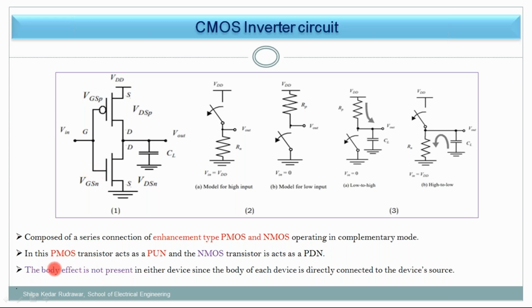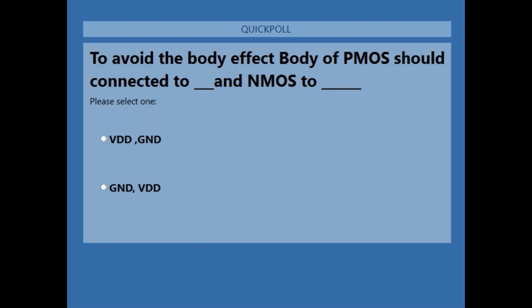Otherwise, if you are not connecting the body to the proper voltage, what will happen? There will be a change in VT. We have already studied that in the previous lecture. So in the chat box, just give the comment, or I will give a poll question. For which MOSFET do you need to connect the body to which particular voltage? I am launching that poll. Don't get confused, think before answering. Okay, I am giving 30 seconds.